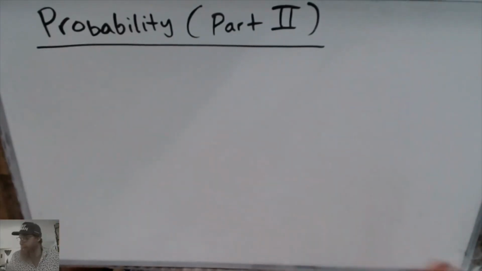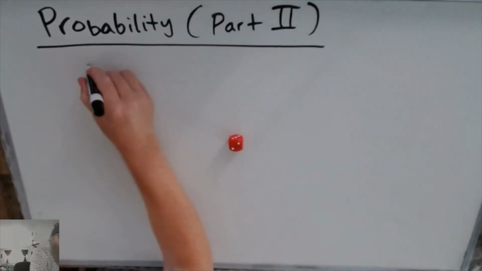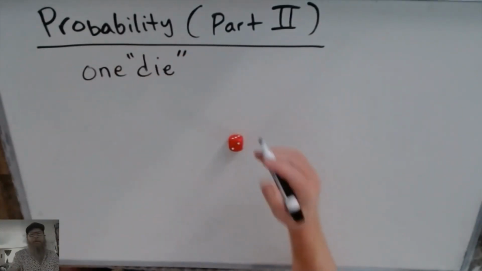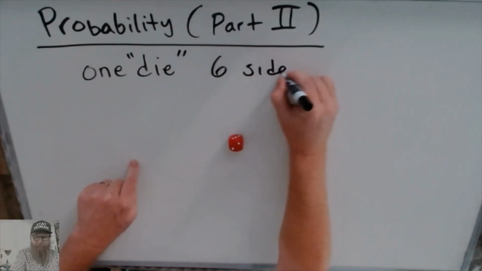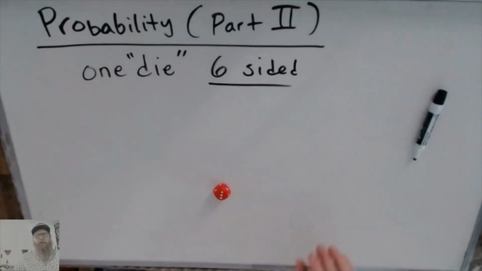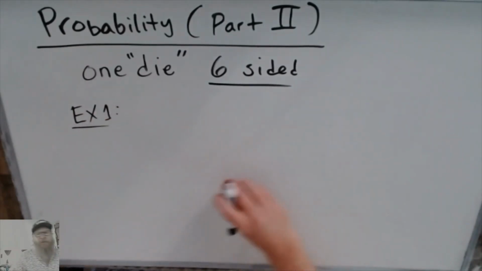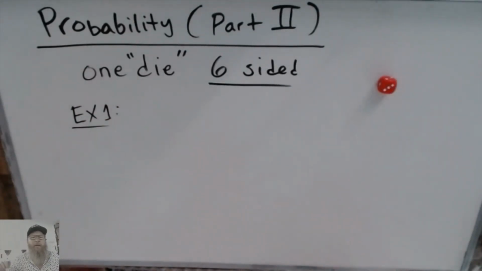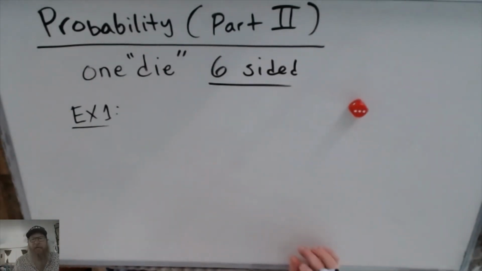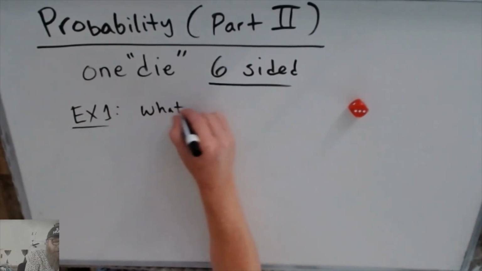Probability part 2 today. We're going to start off with throwing a die. So we have one die. It's a classic 6-sided die. And we'll just ask some basic probability questions similar to what we were doing with the coin, but we're going to have a lot more possibilities. Obviously, a coin has 2 sides and the die has 6 sides. So we'll ask a series of questions. We'll start with a simple one.